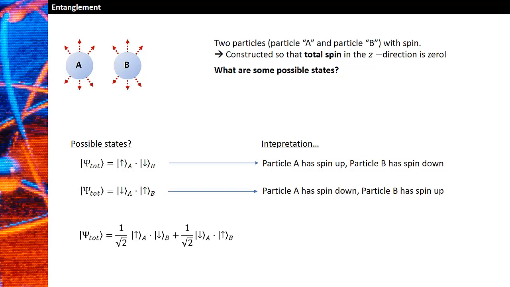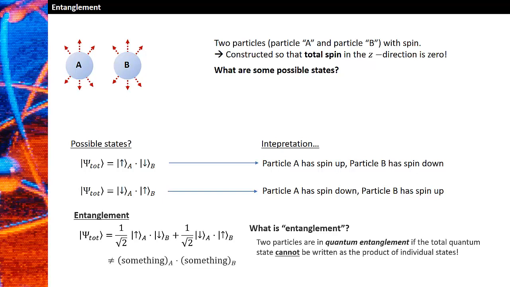And this is a new kind of object from one of the ones we've written before, because each individual term can be written as something of particle A times something of particle B, but the total wave function cannot be written as a wave function or a state for particle A times a state of particle B. And this is actually the essence of what is called entanglement.